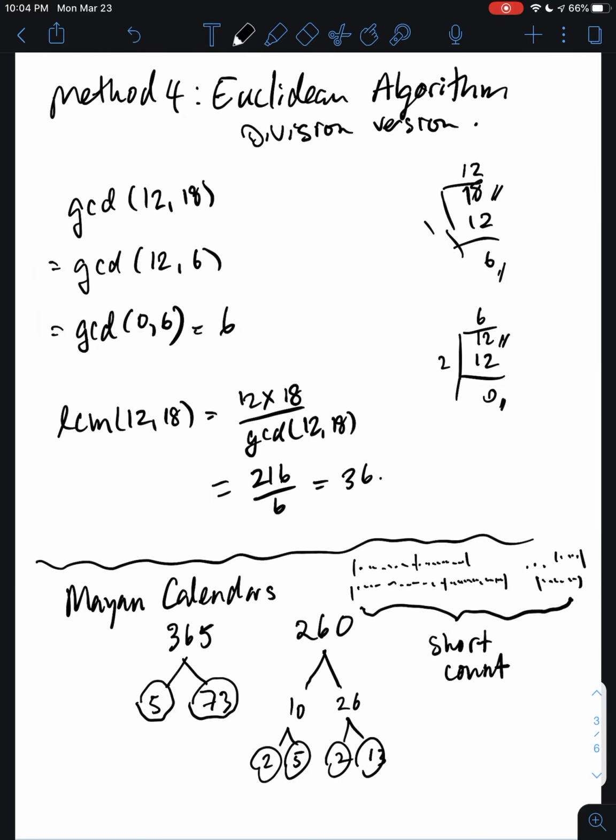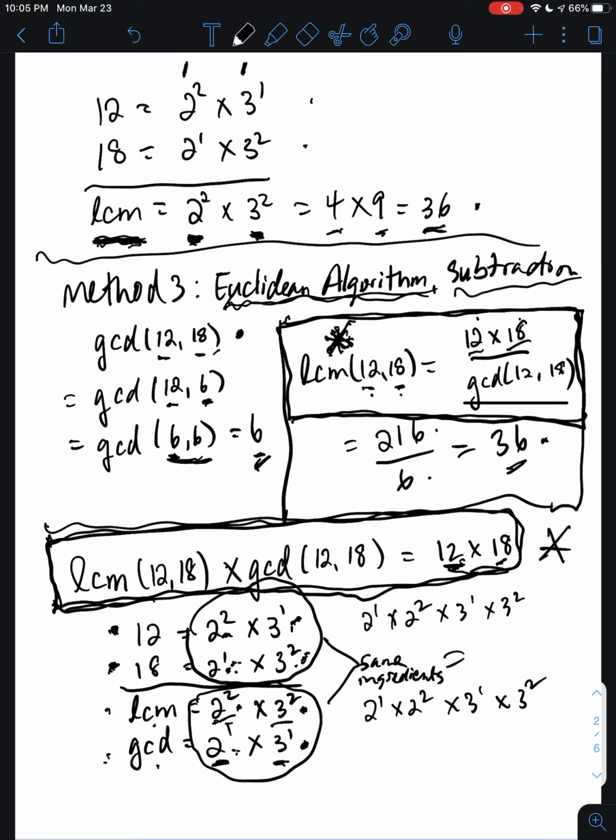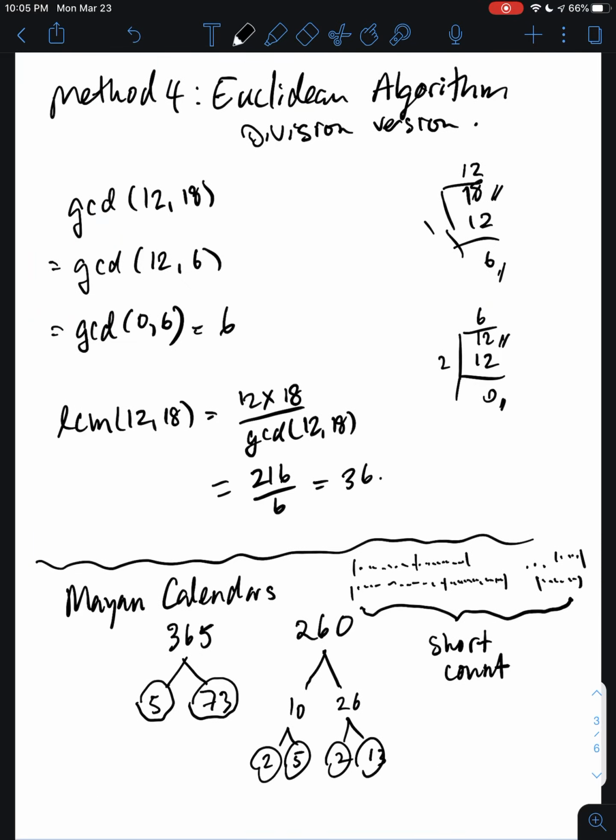Even if you don't memorize the proof, you certainly need to know the formula. All right, so method 4 for LCM is very similar to method 4 for GCD. We're going to use the Euclidean algorithm again, but this time the division version of the Euclidean algorithm. It doesn't really save us much time in this case, but sometimes the division version of the Euclidean algorithm can accelerate our process of finding GCD.